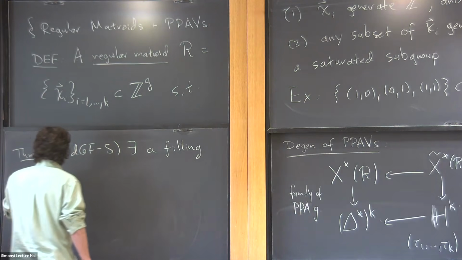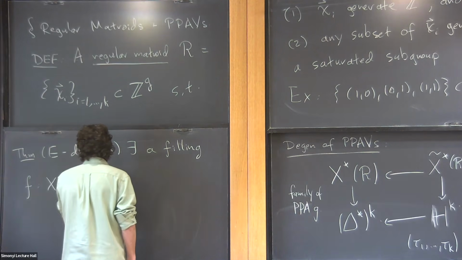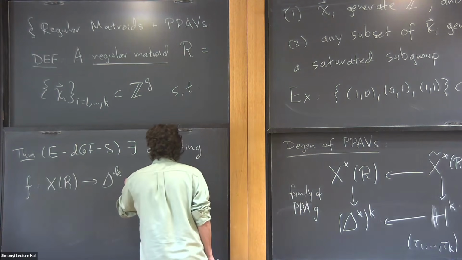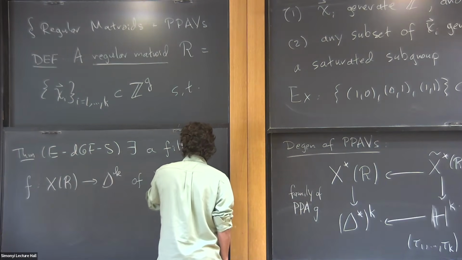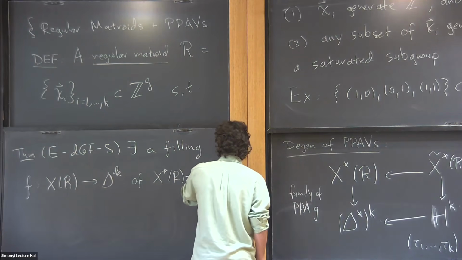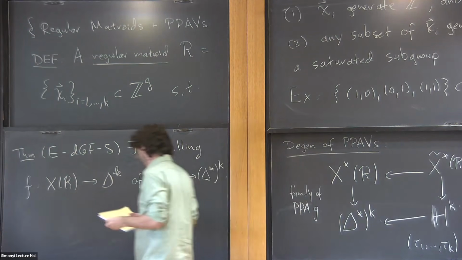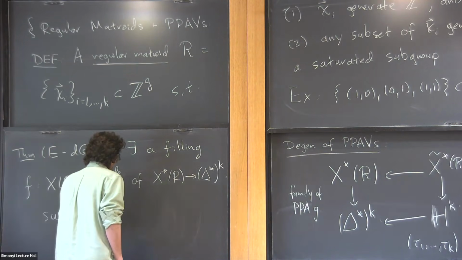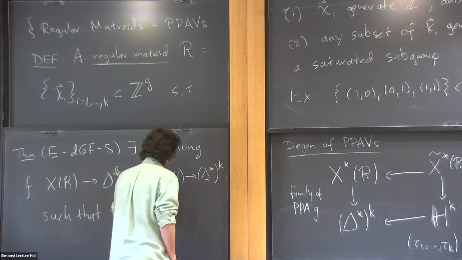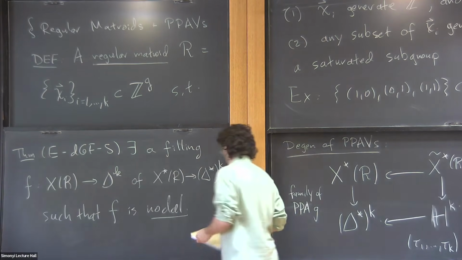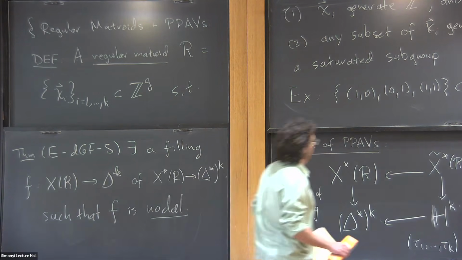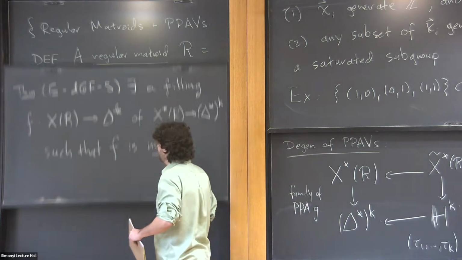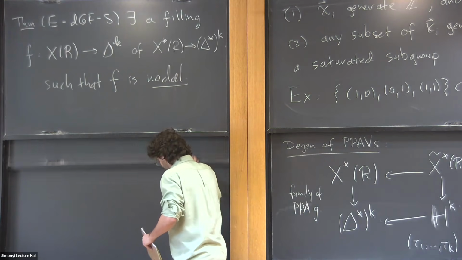So, theorem: there exists a filling of this punctured family. Let's now give a name to the filling. Let's call it X_R over the k-dimensional polydisk, of our punctured family X*_R over Delta star to the k, such that f is nodal. Okay, so I need to define for you what is a nodal morphism of analytic spaces.